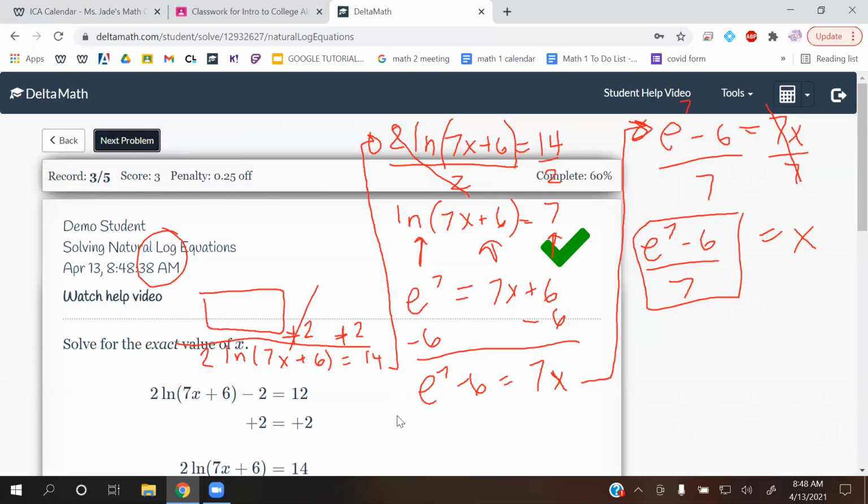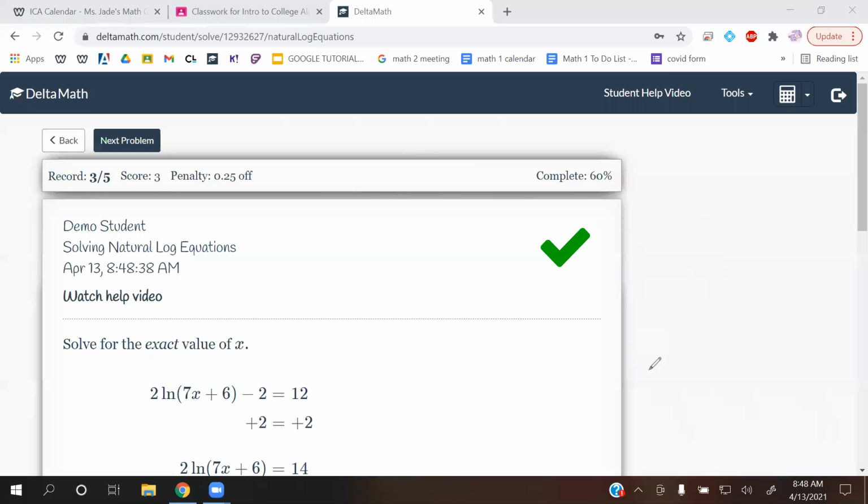Okay, so that was it for these examples. If you have any questions, call me over into your breakout room. And then other than that, you guys are free to keep working on your own.